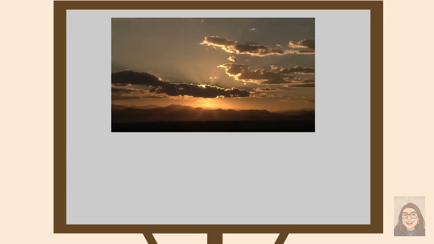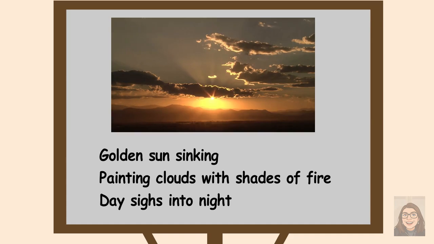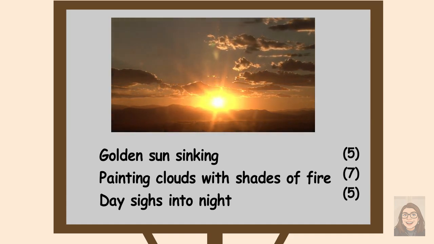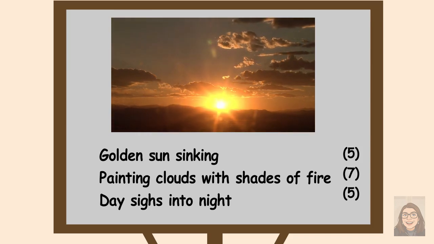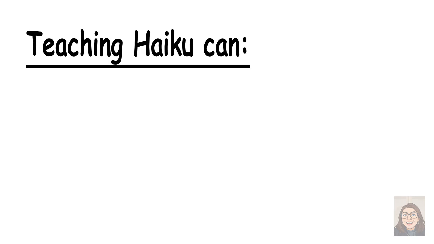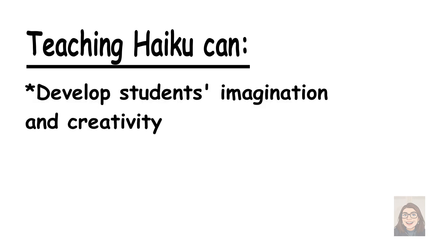Here is a haiku about a sunset. Golden sun sinking. Painting clouds with shades of fire. Day sighs into night. This example shows how strong verbs and descriptive phrases can make a short poem feel powerful and complete. Teaching haiku is an excellent way to develop students' imagination and creativity.